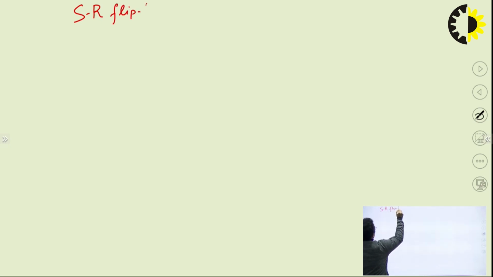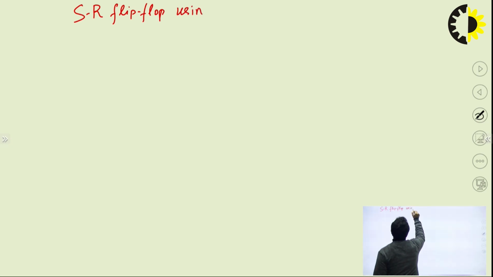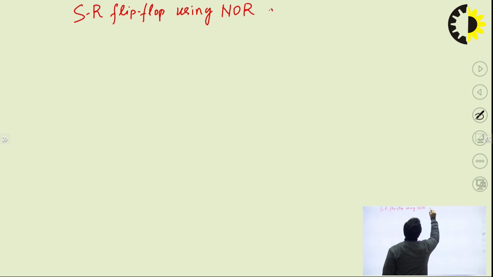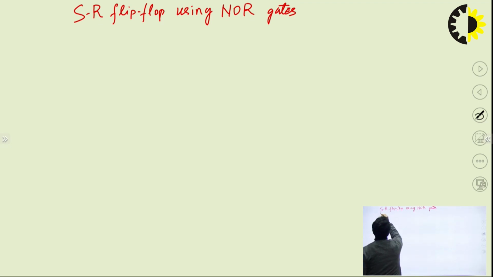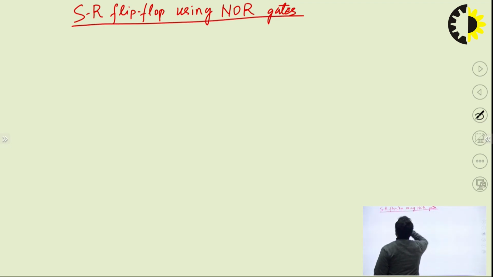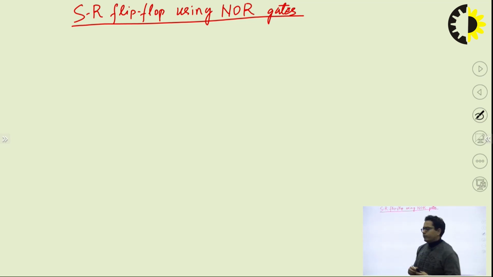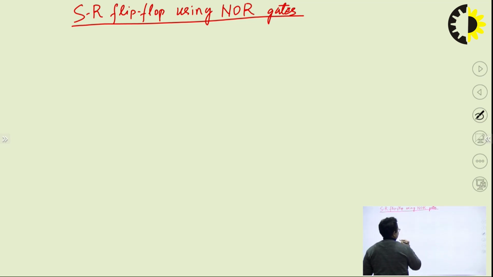SR flip flop using NOR gates. That is the thing that we want to discuss. Now in the case of an SR latch, we have seen the SR latch using NOR gate. That is something which can be drawn like this.